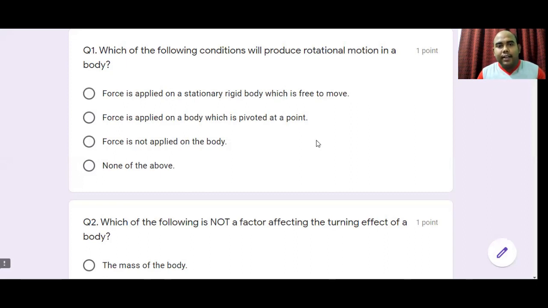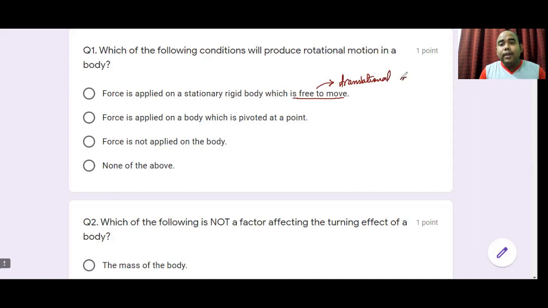Which of the following conditions will produce rotational motion in a body? Now, at the very beginning of the chapter, you were introduced to rotational motion and translational motion. You know that when a body is moving in translational motion, the body must be free to move. So the first option, which says the force is applied on a stationary body which is free to move, is not the option, because that is when the body produces translational motion.